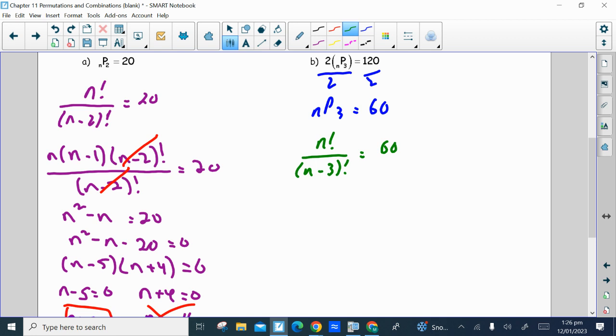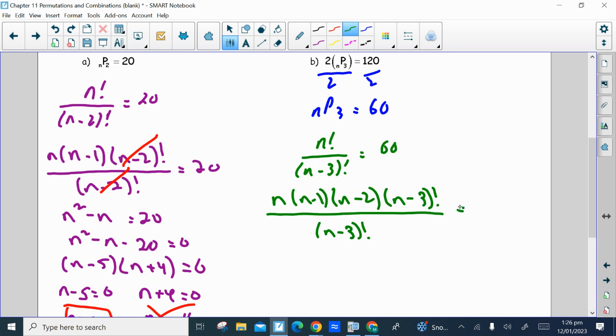We're going to simplify by expanding the larger of the two expressions. n is greater than n minus 3. So after the n, the next factor is 1 less, which would be n minus 1, then n minus 2, and then I would stop after the n minus 3 and put a factorial on the end, because that's what the denominator is, n minus 3 factorial. So the n minus 3 factorials cancel. And in this case, you got n times n minus 1 times n minus 2.